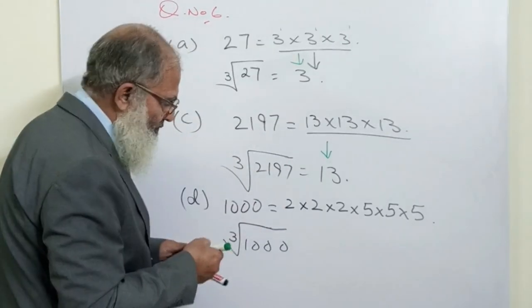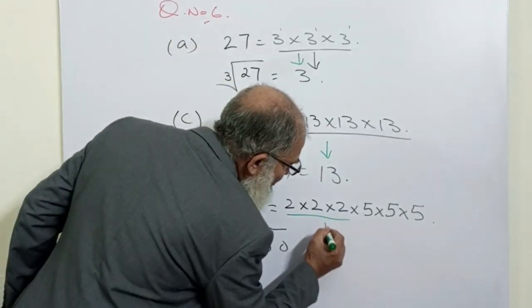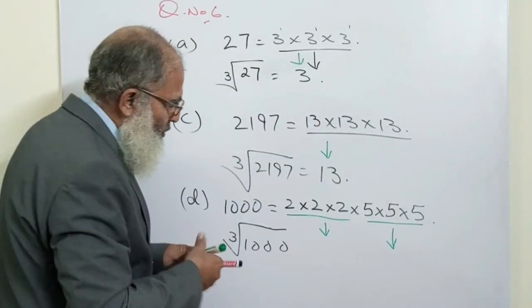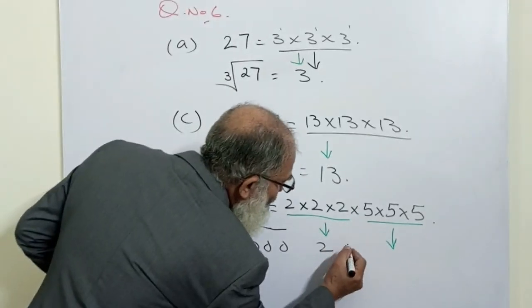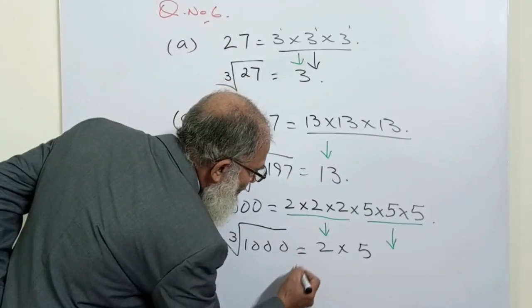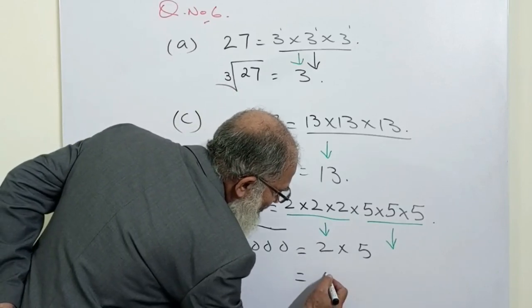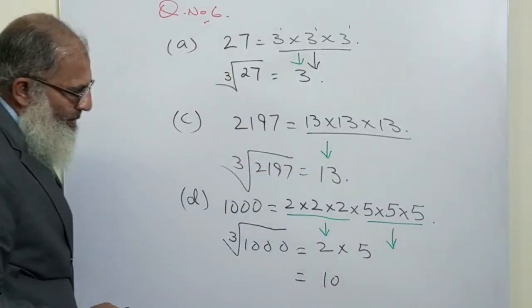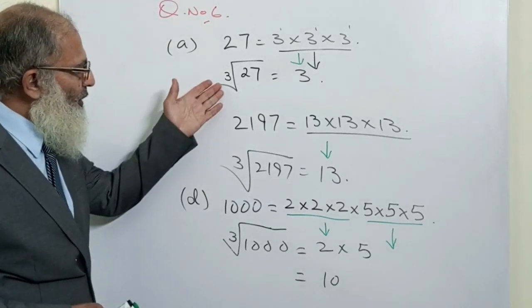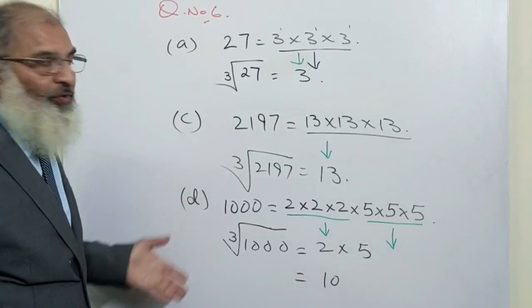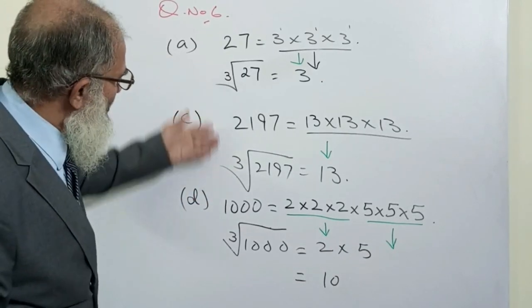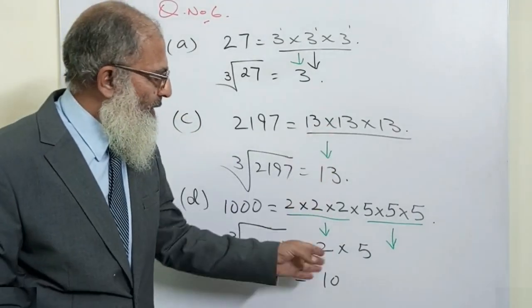Now for the commons, bring 1 out of here and bring 1 out of here. So what happens here? 2 multiplied by 5, which is 10. So these were very simple questions. We had to find the cube roots, and these which I have done on the whiteboard are the cube roots, and you see how I did them.